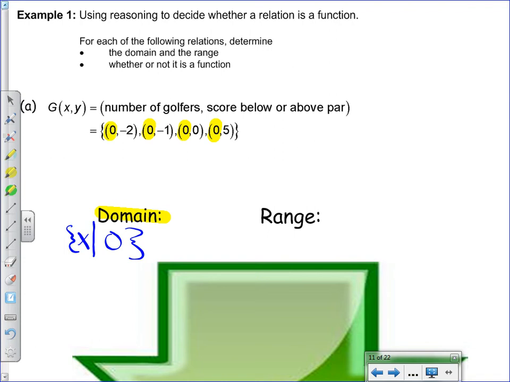Okay, then I have here my range. My range is all y values. So I highlight them. I'm going to set up the range the same way. It's a set, so squiggly bracket. Range is always talking about y, such that the values for y are what I highlighted blue. What are the values that I'm going to put down here? -2, -1, 0, 5, and squiggly bracket.